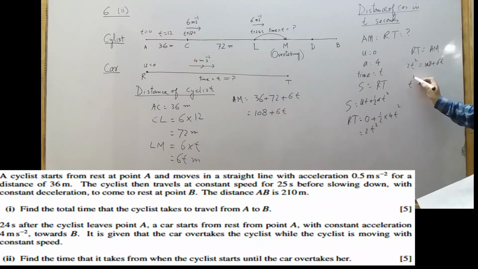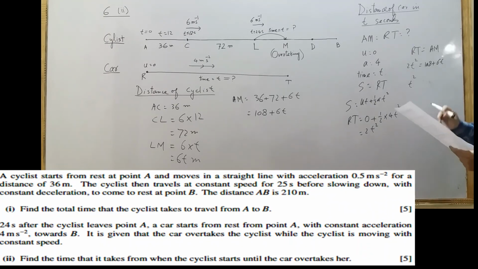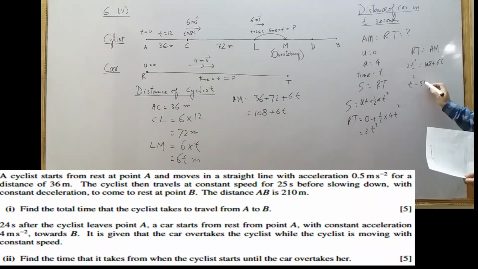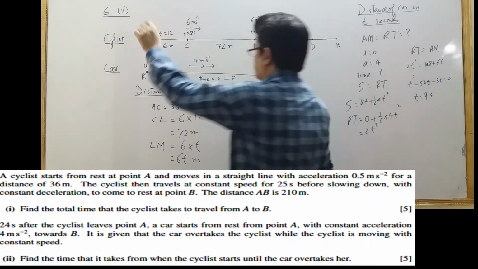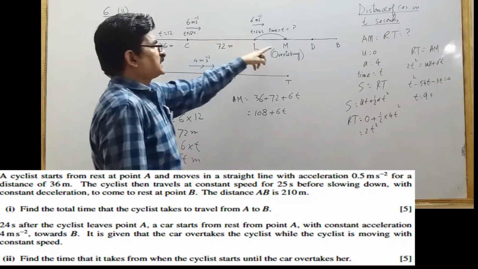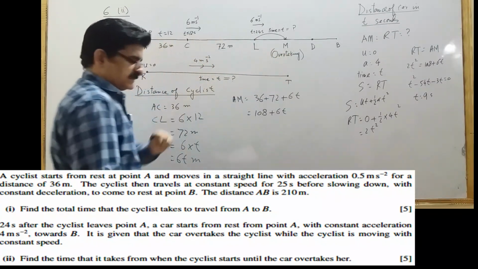On simplifying this, it becomes a quadratic equation in t, which is t square minus 3t minus 54 equal to 0. On solving it, you will get 9 seconds. The negative value will be rejected as time is positive. So the car overtakes the cyclist at this point after 9 seconds.